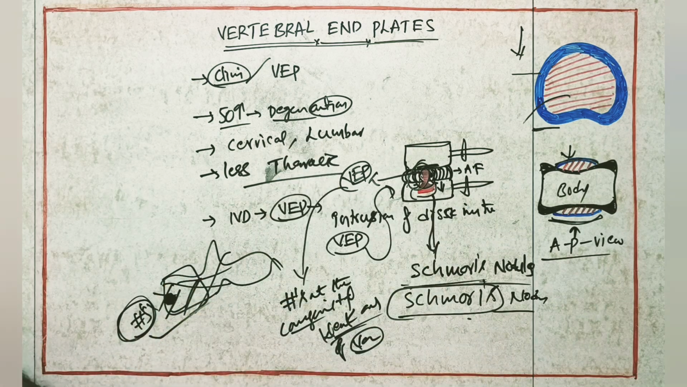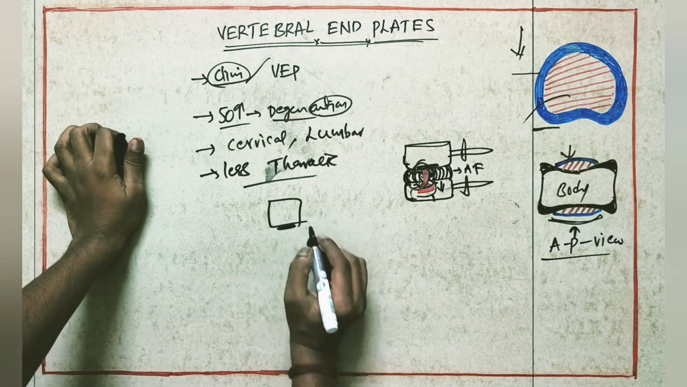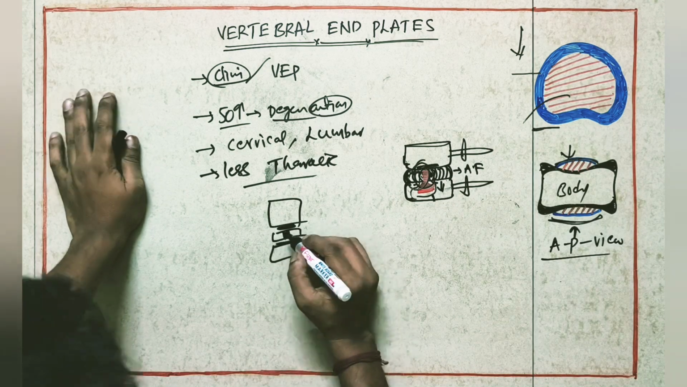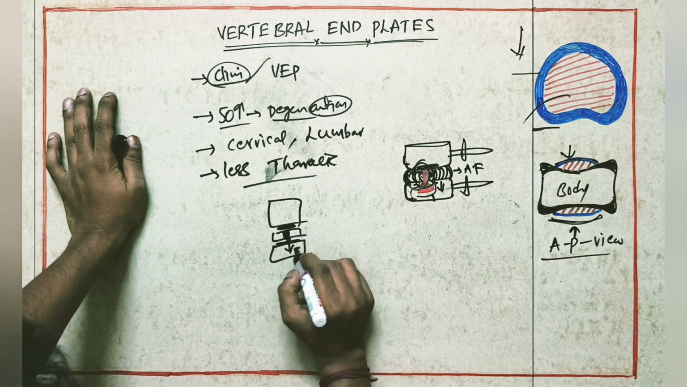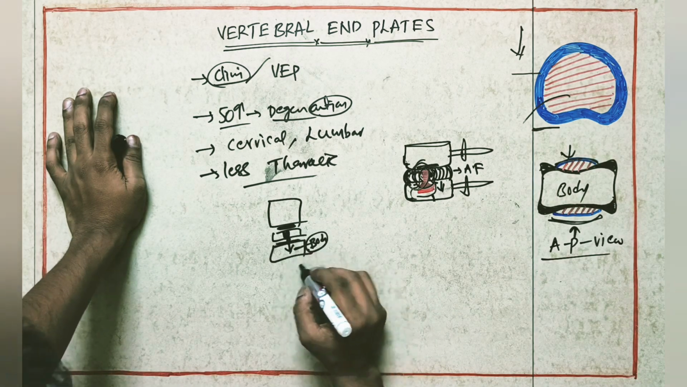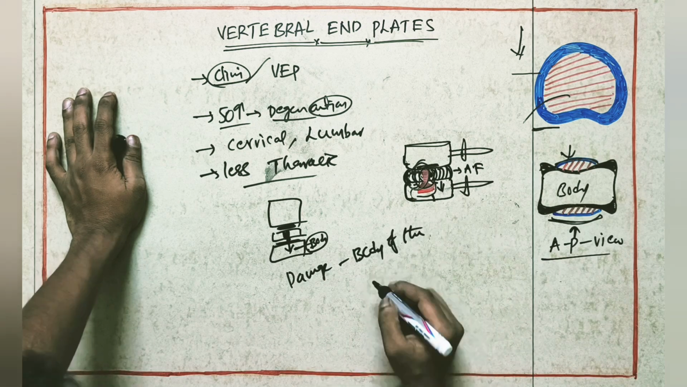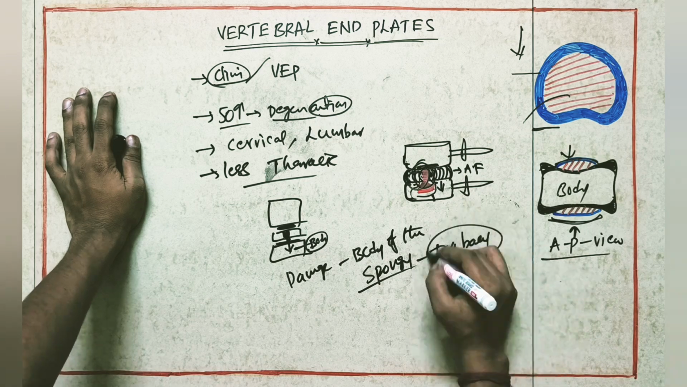And one more point. Suppose this is our vertebra. Here the vertebral end plate is there, here the intervertebral disc is there, and here one more vertebral end plate is there. Suppose this intervertebral disc comes through the vertebral end plate and enters into the body of the vertebra, then it is going to damage the body of the vertebra, especially the spongy bone, which is nothing but the trabecular system.